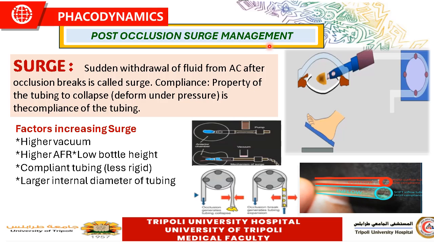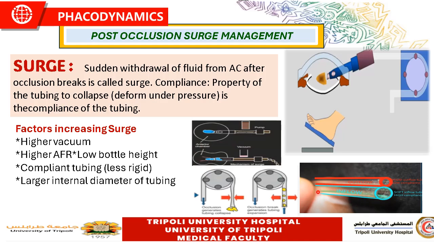This surge is related to many factors, starting with the tubing system. If you are using less compliant tubing, it will collapse upon high pressure like this. When there is obstruction of the aspiration line, the vacuum will build up, so if your tubes are compliant, they will collapse. And once the obstruction is overcome, as you can see here, there will be sudden expansion, and this will absorb fluid from the anterior chamber, and this will lead to collapse and instability of the anterior chamber.